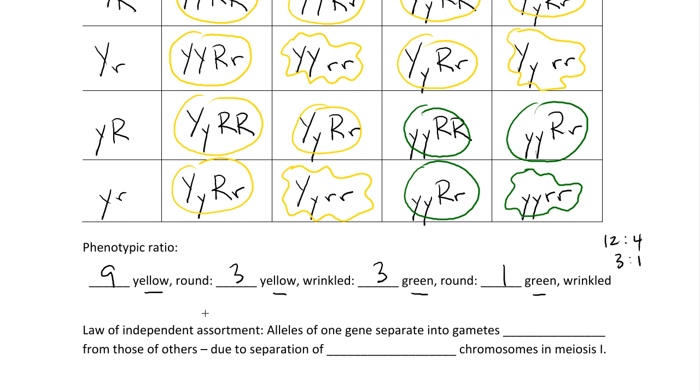And if you look at texture, we've got 9 round here and 3 round here, so that's a total of 12 round, and we've got 3 wrinkled and 1 wrinkled. Again, 12 to 4 is a 3-to-1 ratio. So we have two 3-to-1 ratios that are completely independent of each other, superimposed on top of each other, and that's why we get 9 to 3 to 3 to 1. And it's by looking at these two superimposed 3-to-1 ratios that Mendel derived his law of independent assortment, which states that the alleles of one gene separate into gametes completely independently from those of any of the other genes.